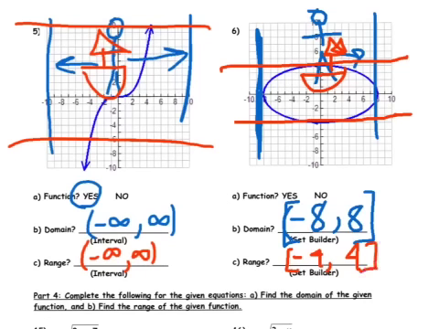+4. And then if you're deciding whether you have a function or not, you draw a vertical line and see if you can make it hit the graph twice. If you can, it's not a function, because for one input, for one x value, we've got 2 outputs, 2 y values.